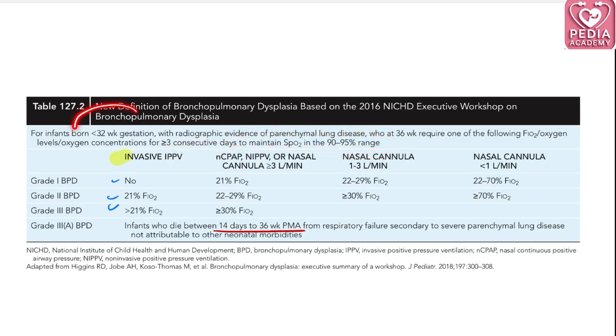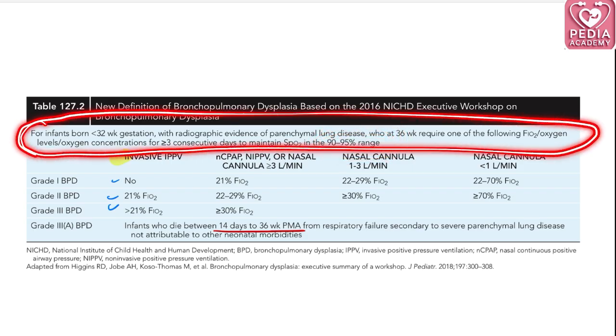less than 32 weeks. We are examining them at 36 weeks of gestation, and they are requiring FiO2 oxygen therapy for more than 3 days to reach a level of 90 to 95%. So remember, this sentence is very important to classify this. So just go through this sentence once again.